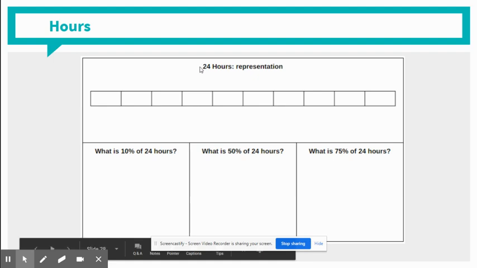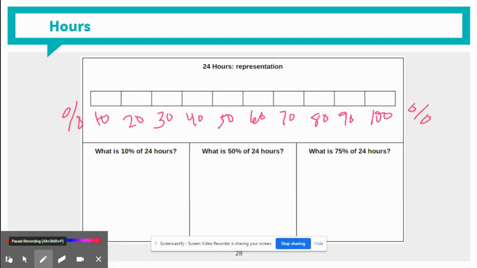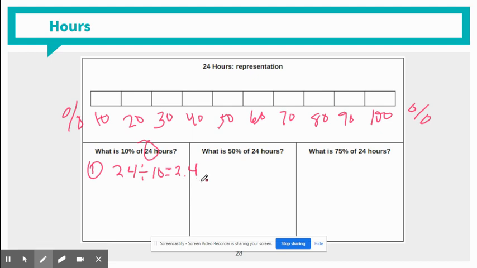All right, here's our next one, 24-hour representation. Again, let's go ahead and put our percentages in there. All right, so it should look like this to start with, maybe a little bit prettier. And who remembers our first step? Go ahead and tell me. If we're trying to find 10% of 24, what goes in here? How do we know? Yep, our first step is 24 divided by 10. And yes, we're going to get an answer with a decimal. That's going to happen. It's not as easy as whole numbers all the time.